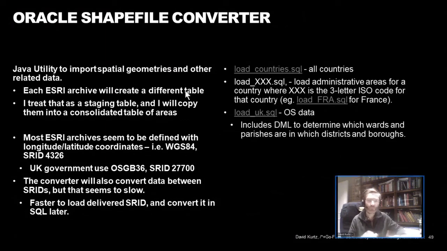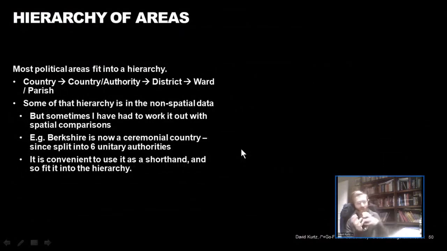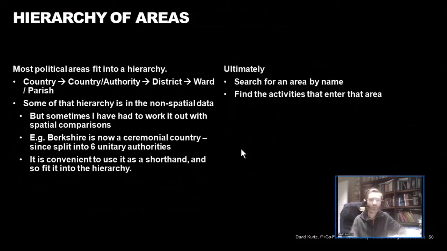And I've written load scripts. So I treat that table that's loaded by the shapefile loader as a staging table, and I load them on into a consolidated table, which I'm going to search. I tidy up the names a little bit too. And then I work out a hierarchy of areas. Now, some of this ESRI data has the hierarchy in, but some of the UK stuff, I've had to work out because they don't say exactly which wards are in which unitary authority. So I've had to do some calculation. But ultimately I create a hierarchy, and then I can search by going down the hierarchy.